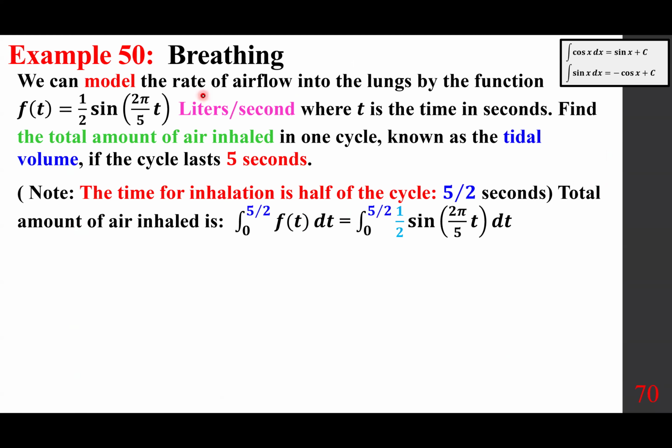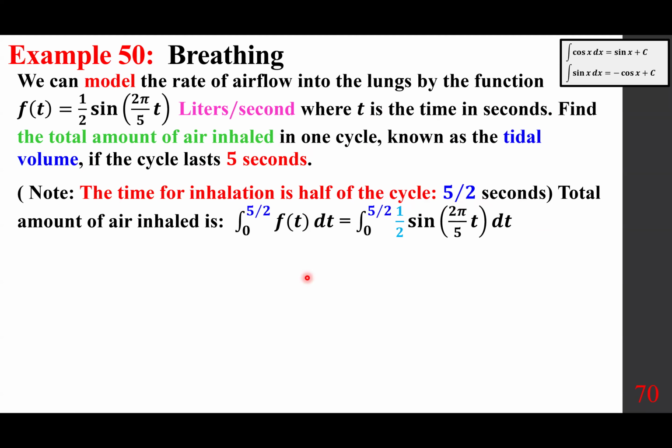We can model the rate of airflow into the lungs by the function f of t equals one half sine of 2 pi over 5 t liters per second, where t is the time in seconds. Find the total amount of air inhaled in one cycle, known as the tidal volume, if the cycle lasts 5 seconds. It's important to know that it takes 5 seconds to go in and out. So the time of inhalation is half of the entire cycle. So 5 becomes 5 halves.